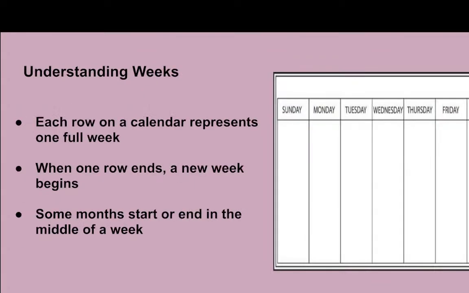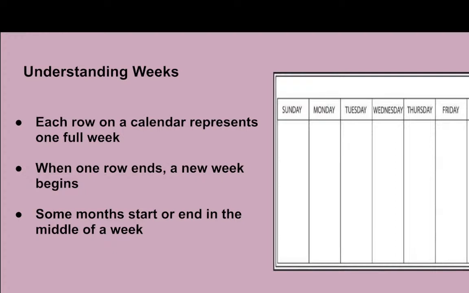Okay, we'll talk about understanding weeks next. Each row on a calendar represents one full week. When one row ends, a new week begins. So some months start or end in the middle of a week. Let's look at the example on the right side. This is not necessarily a calendar, but we could see the days of the week: Sunday, Monday, Tuesday, Wednesday, Thursday, Friday, Saturday.